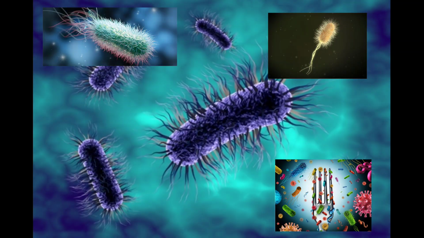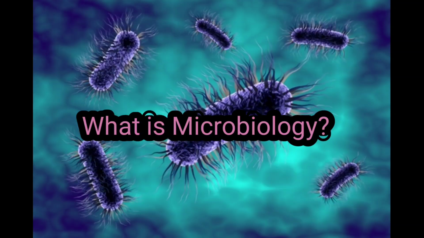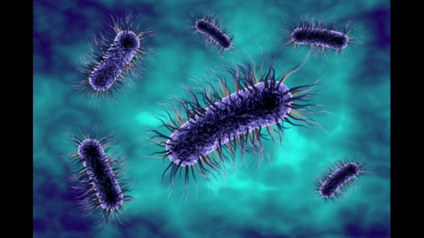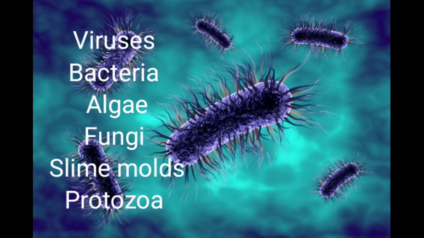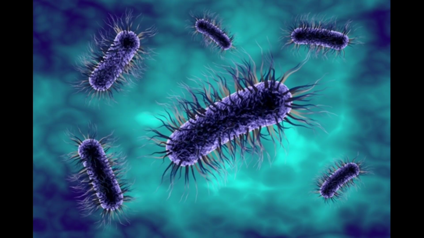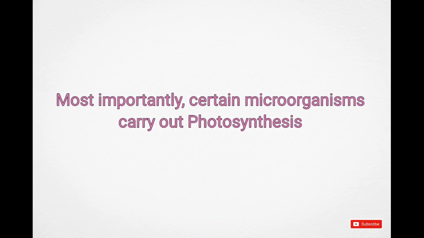Before starting the history of microbiology, first we have to know what microbiology is. Microbiology is the study of the biology of microscopic organisms such as viruses, bacteria, algae, fungi, slime molds and protozoa. Microbes contain 50% of the biological carbon and 90% of the biological nitrogen on earth. Most importantly, certain microorganisms carry out photosynthesis.